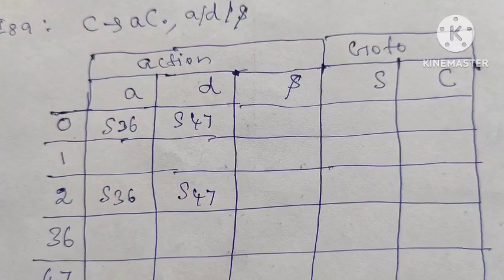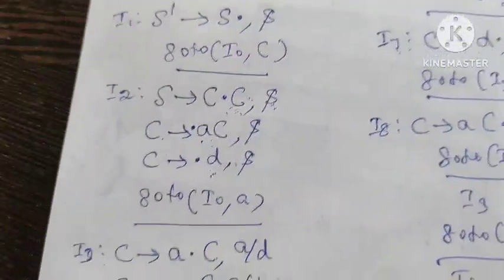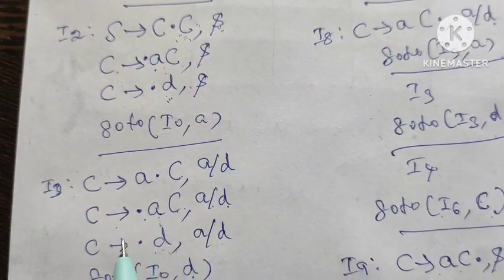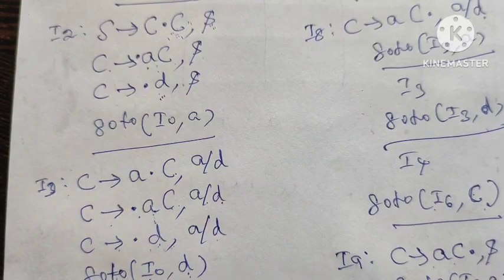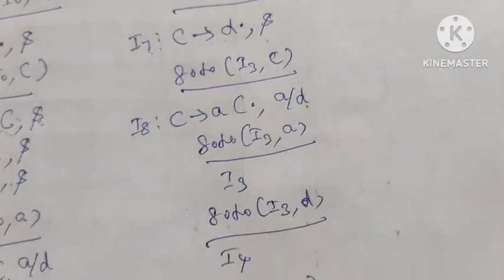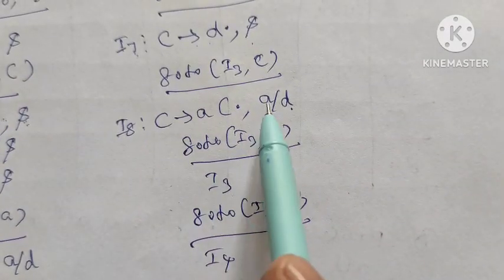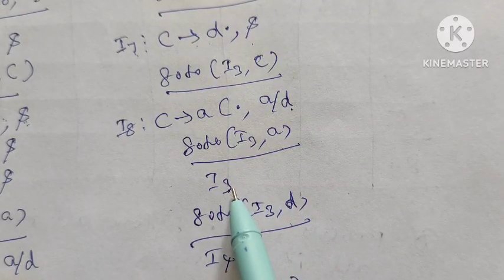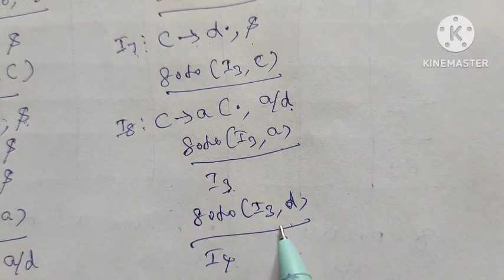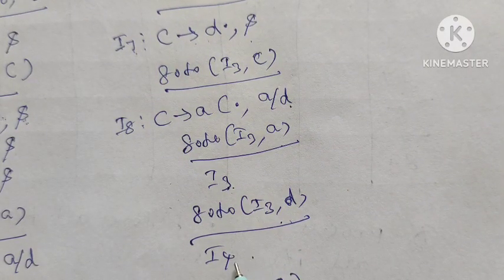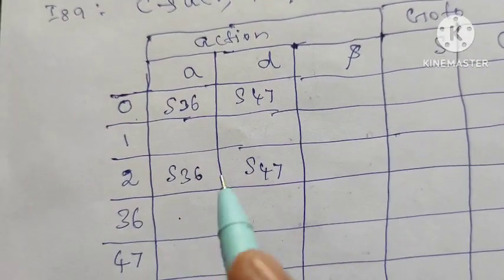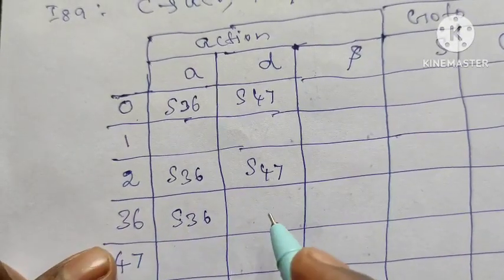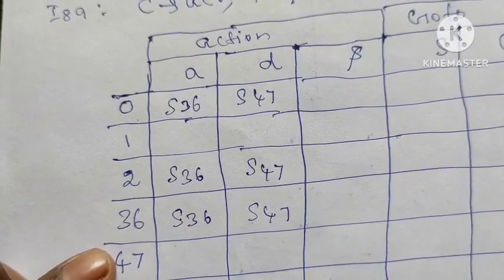Now come to I3. Is the dot before any terminal here? Yes, the dot is before terminals A and D, so we see I3 comma A and I3 comma D. Goto of I3 comma A produces I3 itself, so instead of 3 I write 36. I3 comma D produces I4, so I write S47. So goto of I3 comma A is S36, and I3 comma D produces S47.